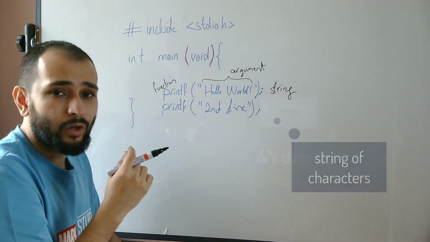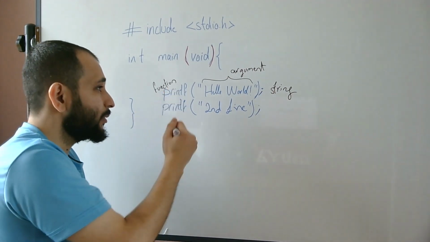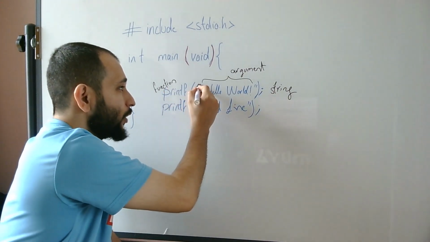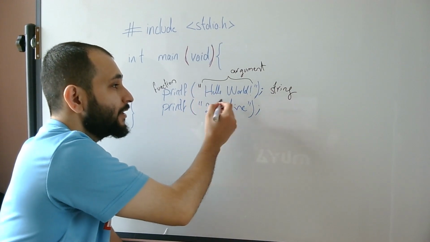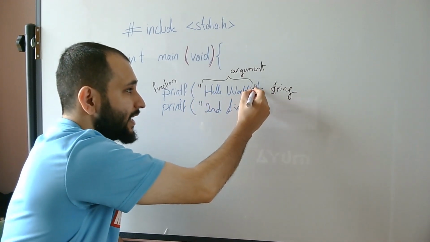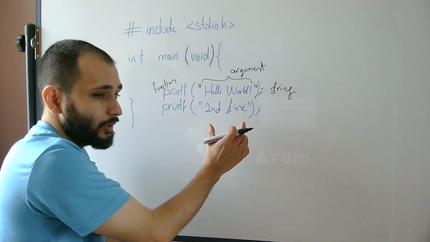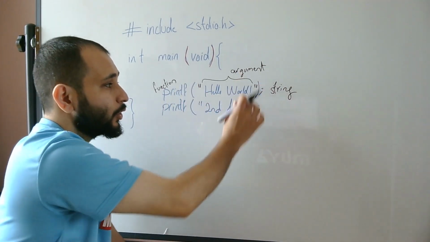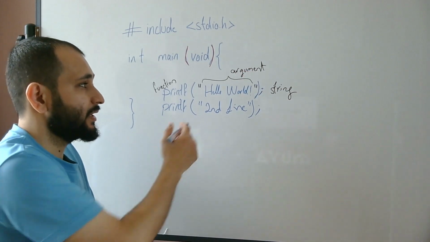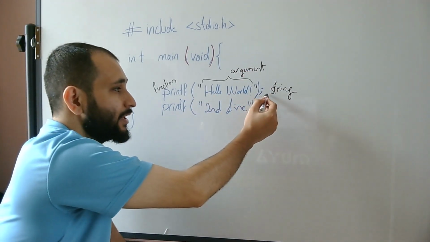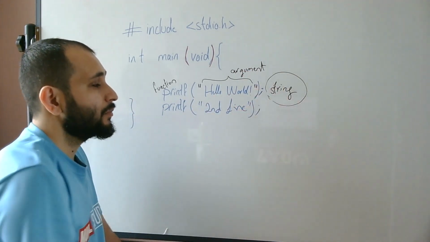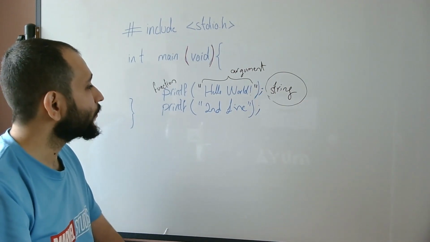And strings are always enclosed between double quotes. So you have to make sure that you have your string enclosed inside of these double quotes: the opening double quote, then your text, then the closing double quote. That is mandatory for every string in the C programming language.